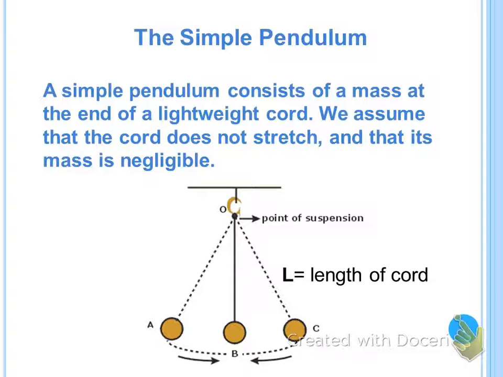So there's a few characteristics that have to be true in order for it to really be considered a pendulum, or to use the equations that we want to use for pendulums. Okay? It consists of a mass at the end of a lightweight cord. Okay? Why do you think the word lightweight makes a difference here? Why do we care that it's a lightweight cord?